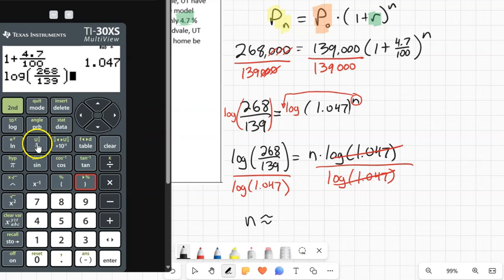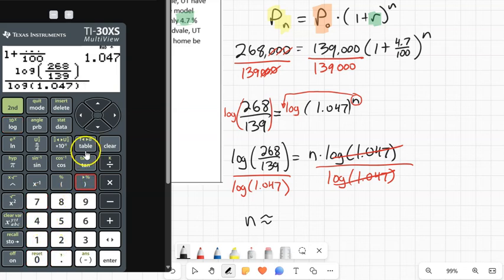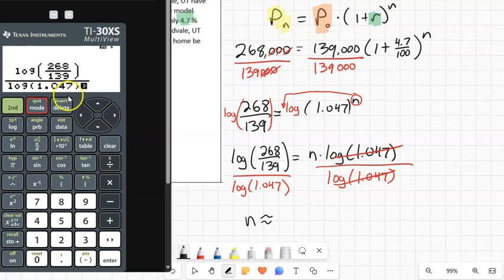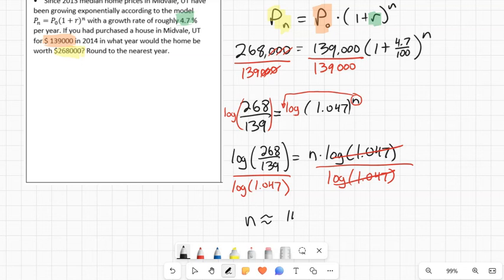Then I'm going to use the fraction button again. It's going to put that in the numerator. Log 1.047. I'm utilizing this calculator's math print mode, the TI-30XS. This math print is very convenient so that you can look at what you enter into the calculator and see if that's the same as what you have written on your paper. 14.29. To the nearest year, that would be 14 years.